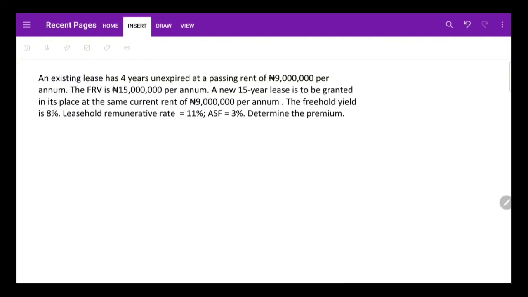This question says an existing lease has 4 years unexpired at a passing rent of 9 million naira per annum. The full rental value is 15 million naira per annum. A new 15-year lease is to be granted in its place at the same current rent of 9 million naira per annum. The freehold yield is 8%, leasehold remunerative rate 11%, ASF is 3%.